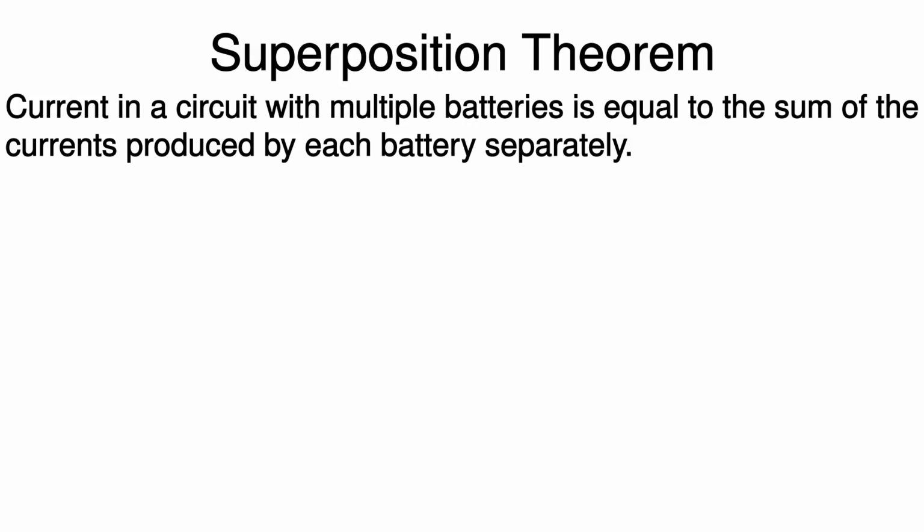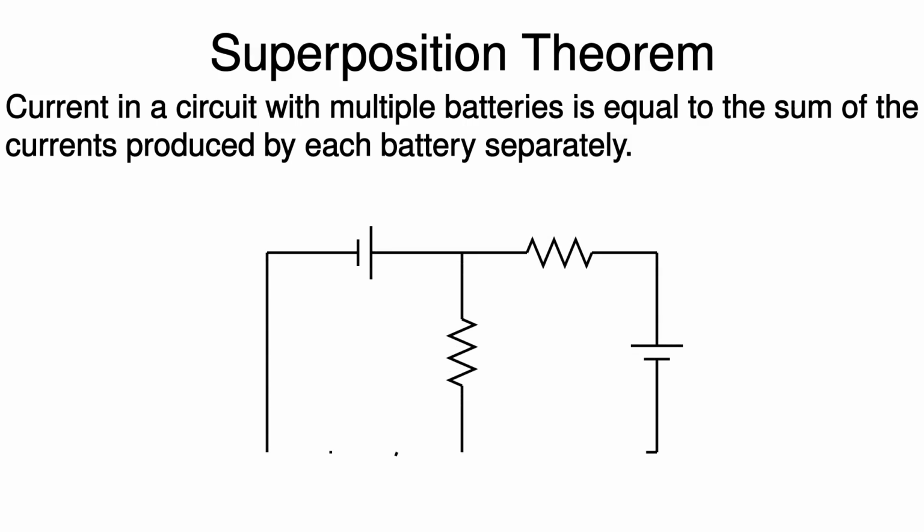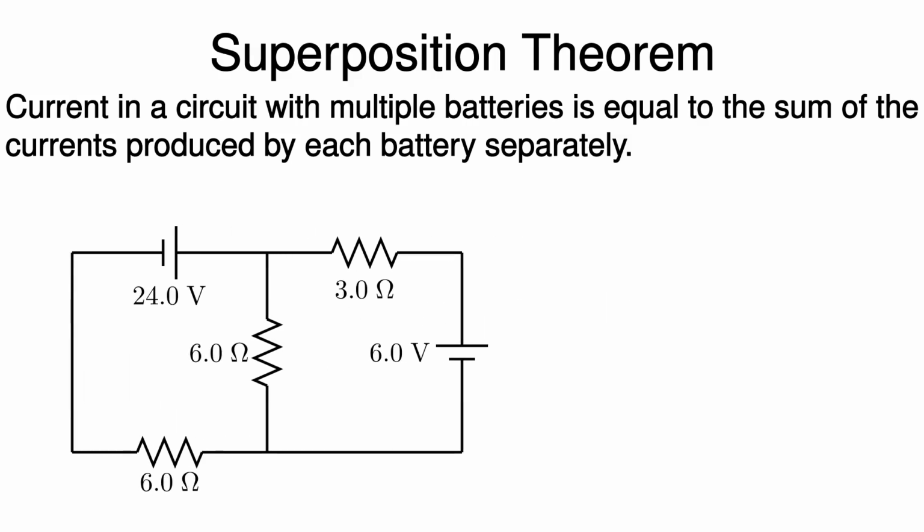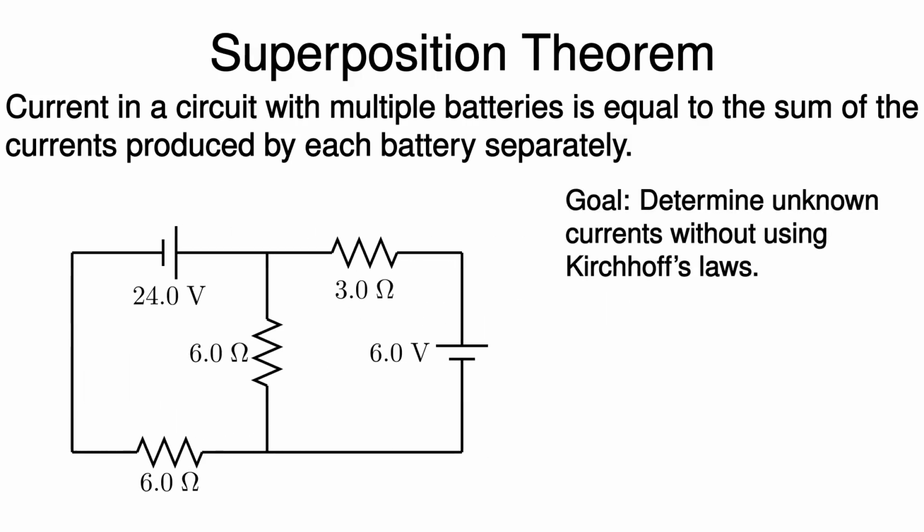each source acting alone. We will consider this circuit, which has 2 batteries and 3 resistors. And to make our discussion concrete, we will assume these values for the voltages for the batteries and the resistances of the resistors. Our goal is to determine the 3 unknown currents in the circuit without using Kirchhoff's laws. To make it easier to follow, I will label the 24-volt battery in red and the 6-volt battery in blue so you can clearly see the contributions from each one as we apply the superposition theorem.